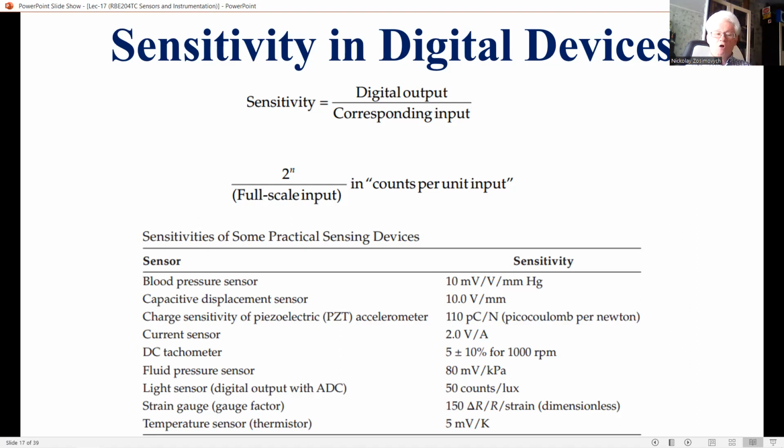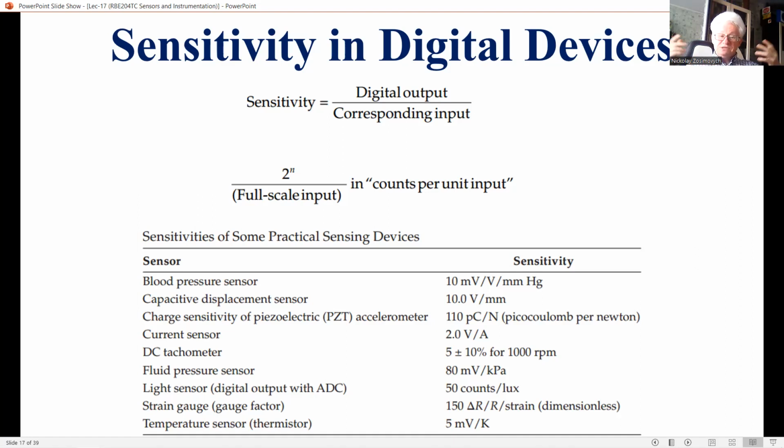Another way of interpreting a digital output is as a count. Indeed, the actual output of a device may be a count of pulses or events. Then an n-bit device can represent a maximum of 2^n counts, because 0 and the sign are not relevant now. Do you agree with me? Nice. If we use this latter approach, the digital sensitivity of a device may be expressed as, let's look at this expression, 2 to the power n over full-scale input, in counts per unit input.